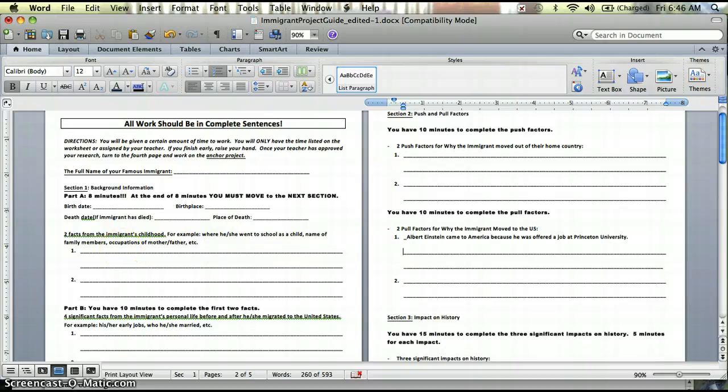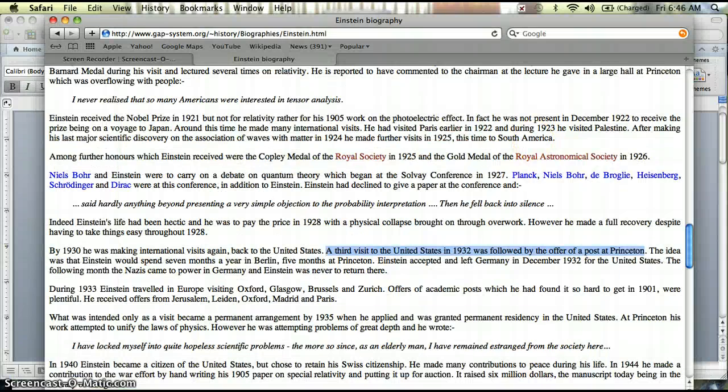When I go back to my website, if I continue reading, I will find the following. The idea was that Einstein would spend 7 months a year in Berlin, 5 months at Princeton. Einstein accepted and left Germany in 1932 for the United States, what we know as a pull factor. However, if we continue reading, we actually find our push factor without leaving the website. The following month, the Nazis came to power in Germany, and Einstein never returned there.